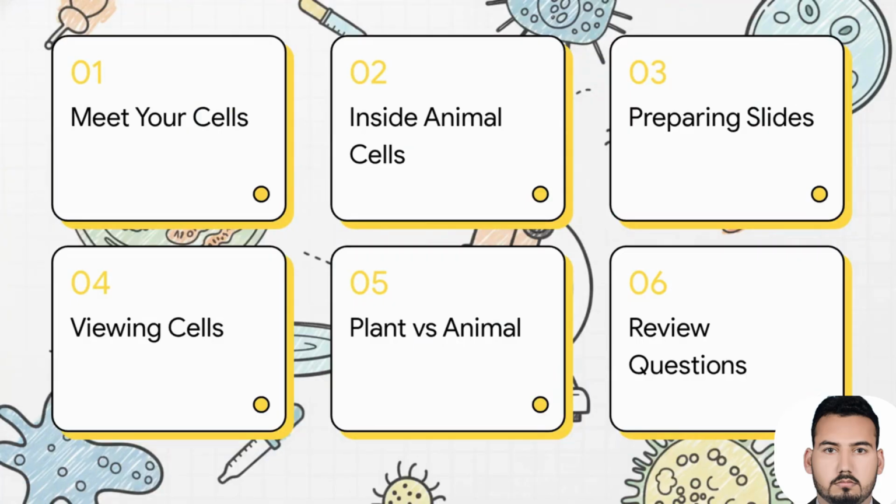Here's our quick roadmap for today's explainer. We're going to start by meeting your cells, take a peek inside an animal cell, walk through preparing a slide, view those cells up close, compare plant and animal cells side by side, and then wrap the whole thing up with a few review questions.